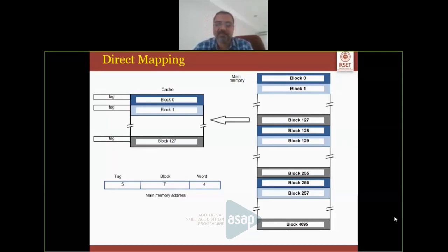We have another question. Which mapping is used by Windows and Linux? Is there any mapping that is not used at all? It is independent of the operating systems. We have another question: please explain associative mapping once again.